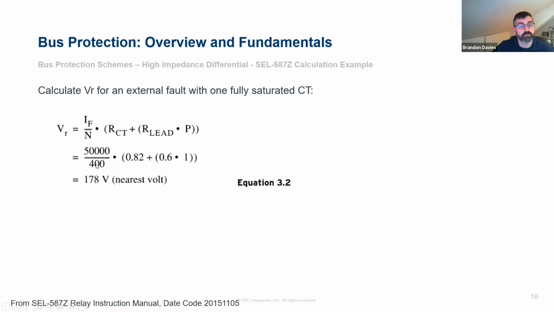ratio is 2,000 to 5, so 400 to 1. It said this was a three-phase fault value, so we multiply it through our CT resistance and our lead resistance times 1, because we don't have to factor in the return path of the CT cable, and we calculate 178 volts as the worst case voltage we'd expect to see for any external fault, because we've assumed that the CT has fully saturated and the other CTs haven't saturated at all.